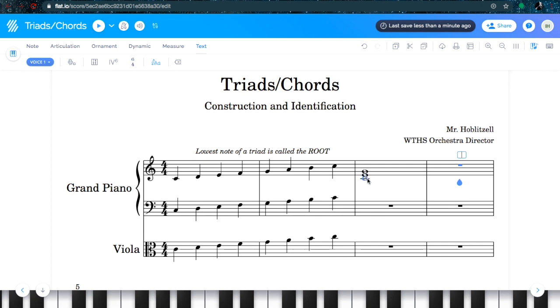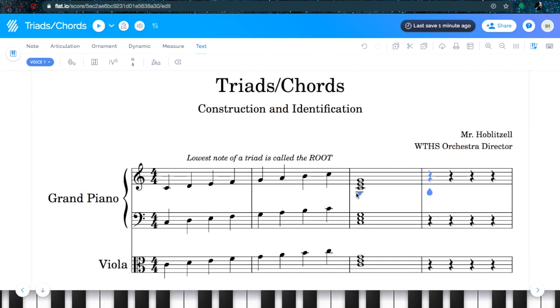So we have 2 thirds that are stacked on top of each other. From C to E is 1 third. Notice that I'm not worried about the quality yet. I'm just saying that they're thirds. And then from E to G is a third. And that is all we need to know for right now. And we have a C triad. If you want to be specific, and which we will need to be, it is a C major triad. And if I wrote this in the other clefs, this is bass clef. So we have our C major triad right here.